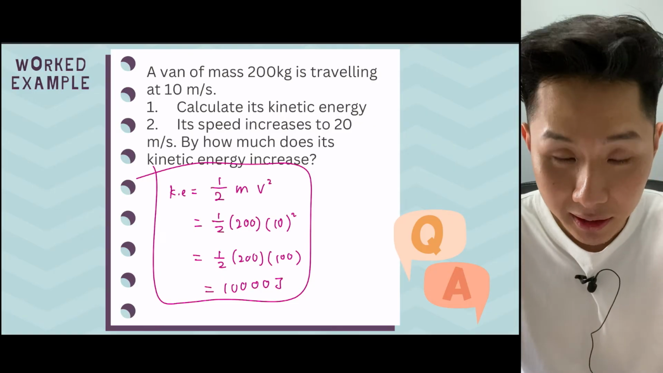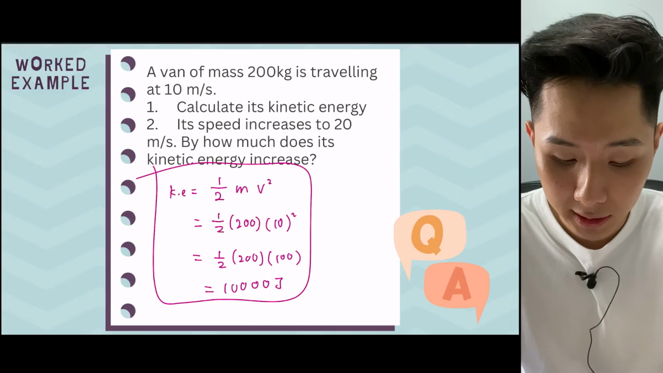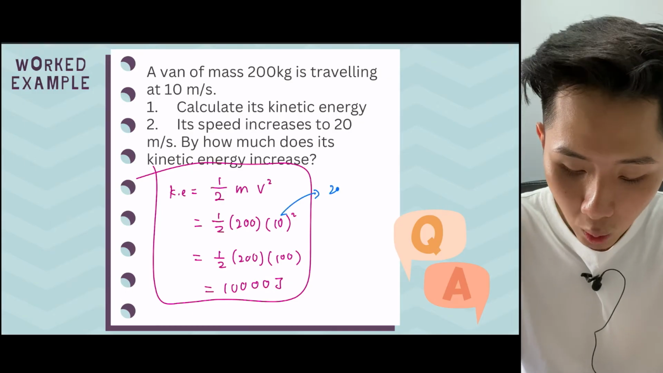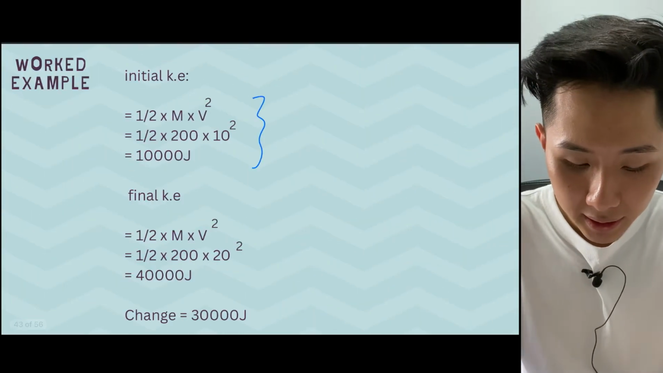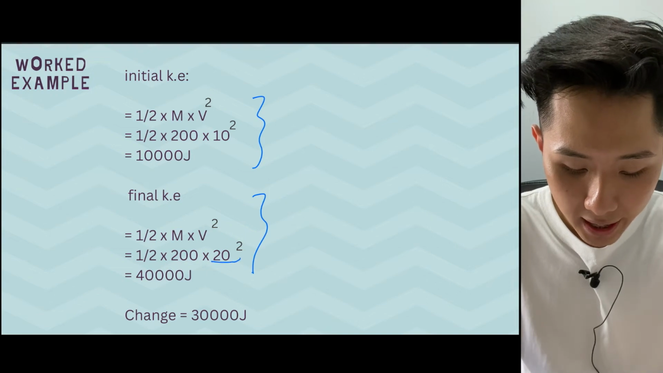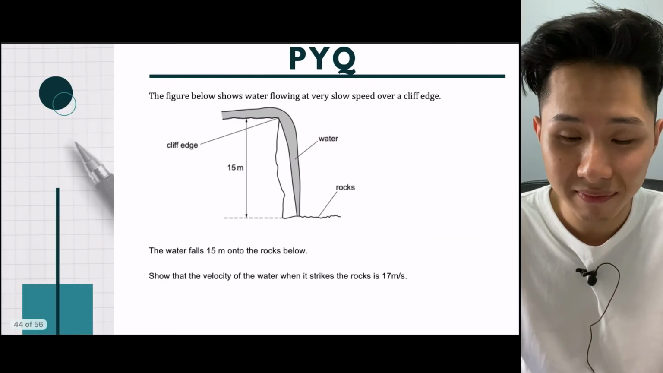And when the speed is increased to 20 meters per second, by how much does the kinetic energy increase? So I just have to change this into 20, and I'll get a different result. And to show you the full step, this is the initial kinetic energy. This is the final, and you will use 20 here, and the change will be 30,000 joules.